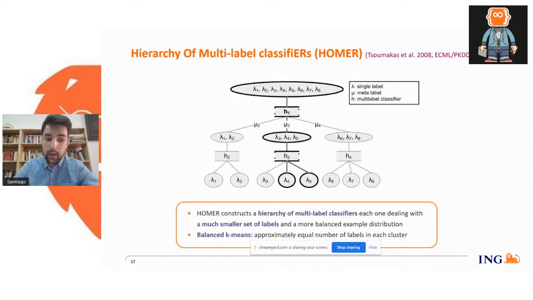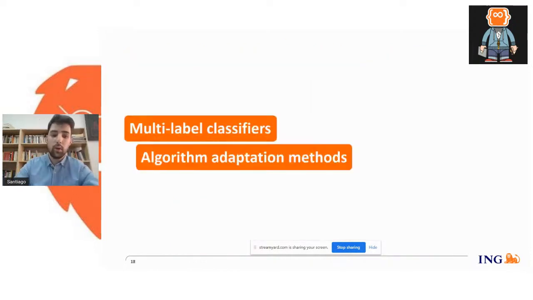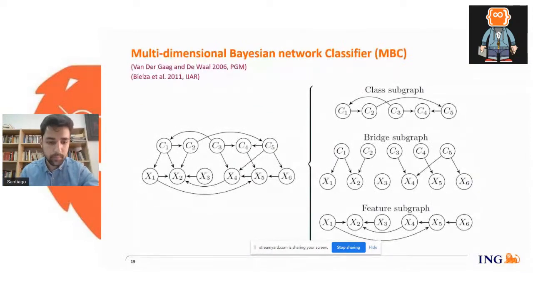Okay, the models we have reviewed are the most frequent ones that you can find in the literature. If you start browsing the literature, you will find many more multi-label classifiers. For example, this one called HOMER that converts the multi-label problem into smaller subproblems in a hierarchical way. Okay, let's move on to the second block of algorithms, which are the algorithm adaptation ones. Here we are going to be quicker.